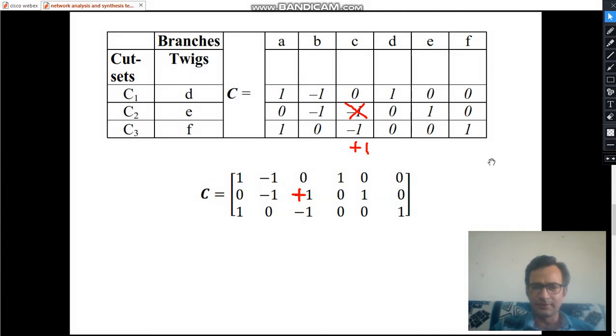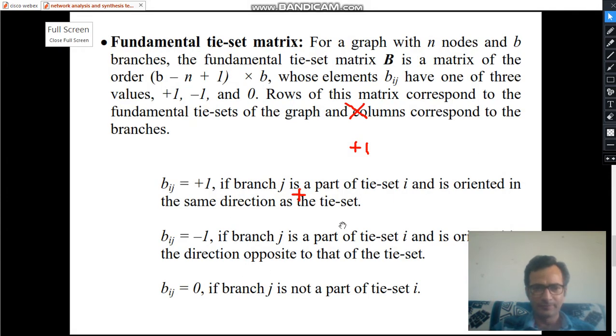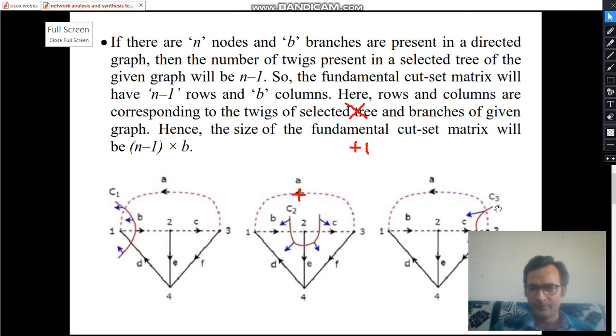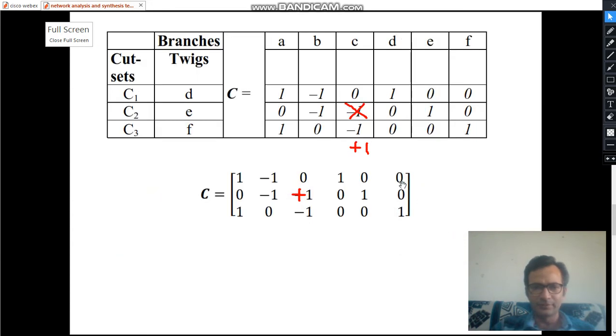Okay, so in C3, F and A +1, C -1. F and A +1, C -1, remaining are zeros. So like this.